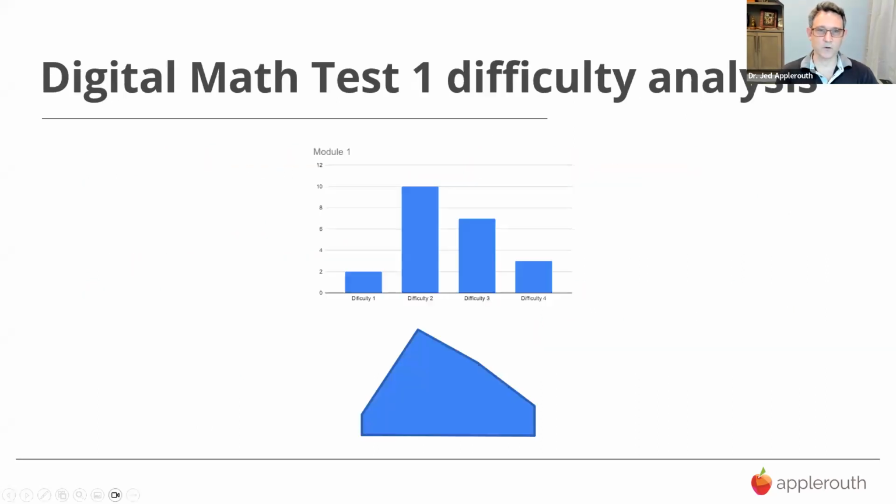All right, so the baseline module looks like this. Let me help you with the graph. So module 1, you're going to have 2 level 1 questions, 2 that are very easy. You're going to have about 10 level 2. So the test skews a little bit towards the easier side. You're going to have 7 level 3 and 3 level 4. So we have a peak at level 2, then it goes down.